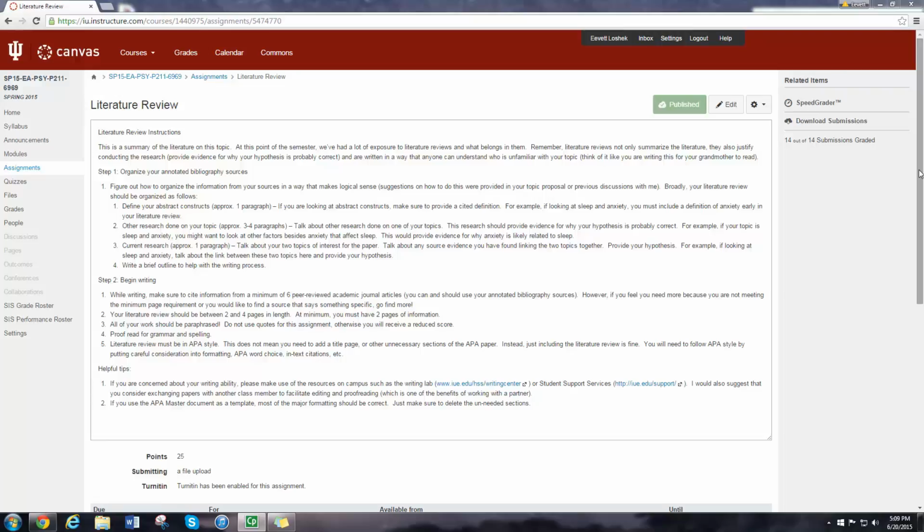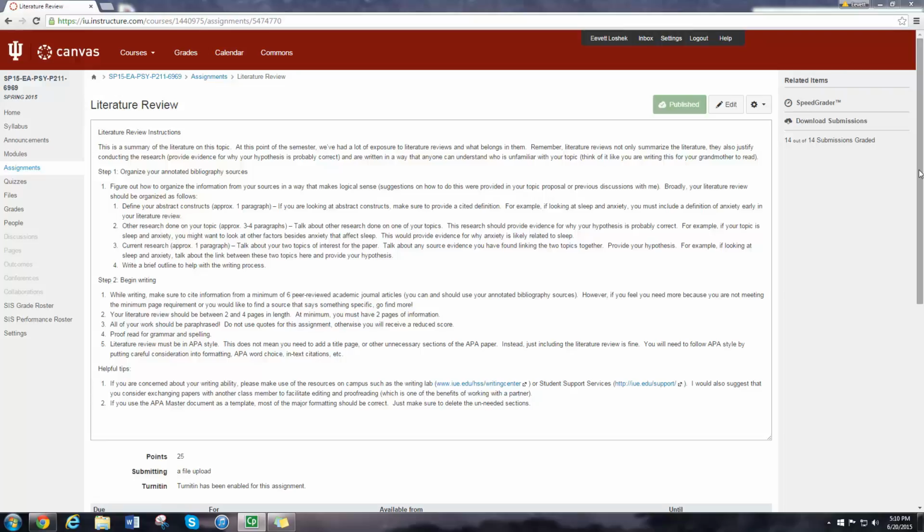Make sure as you write that you're citing information from a minimum of 6 peer-reviewed academic journal articles. Now that you've had practice finding academic journal articles on Google Scholar or PsycInfo, it should be easy for you to jump back into that if you realize you need one more academic journal article to help give evidence for something you're saying. You should be able to find it pretty quickly and then include that in your work as well.